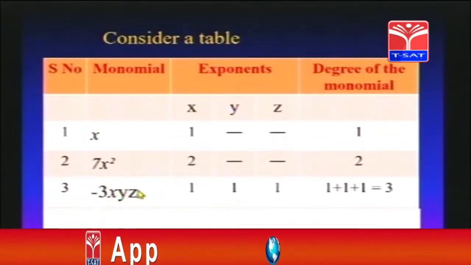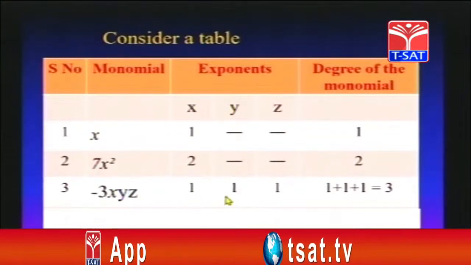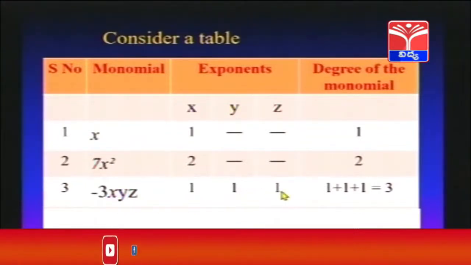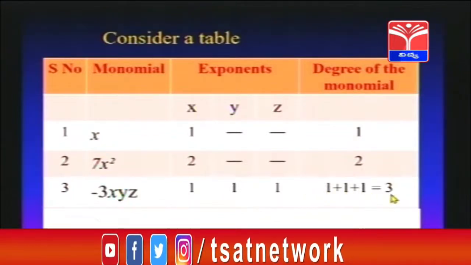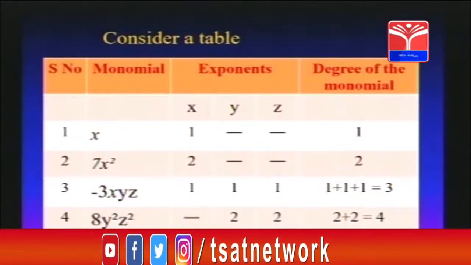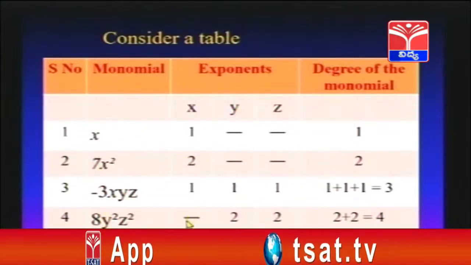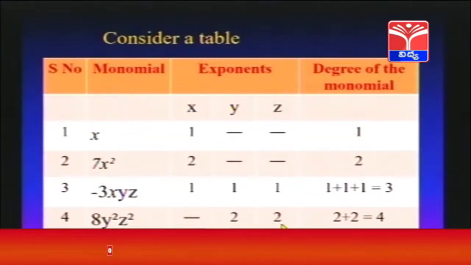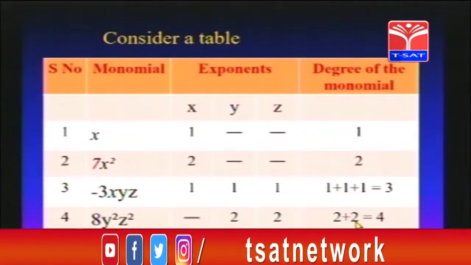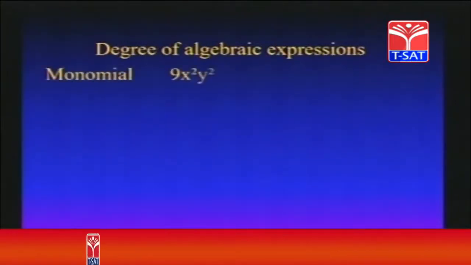Minus 3xyz is also a monomial. Exponent of x is 1, exponent of y is 1, exponent of z is also 1. So the degree of this monomial is 1 plus 1 plus 1, that is 3. 8y square z square. Here you don't have the x term, so the exponent of x is not mentioned. Exponent of y is 2, exponent of z is 2. So the degree of this monomial is 2 plus 2, that is equal to 4. Degree of algebraic expressions, monomial.